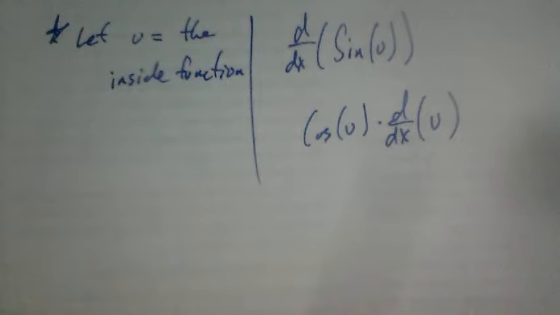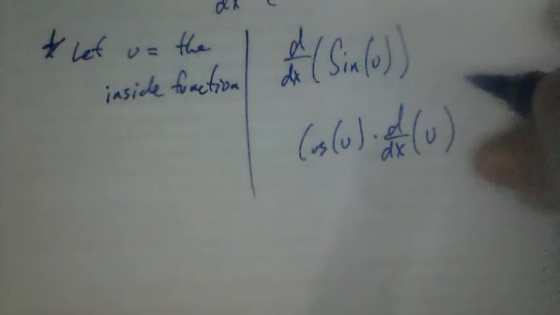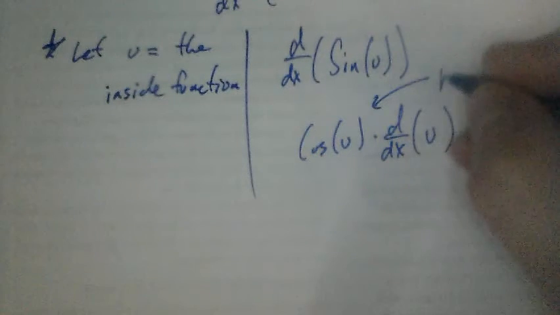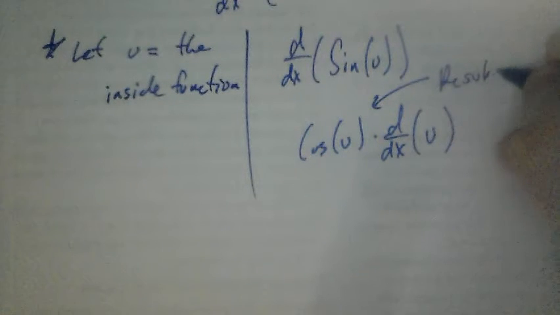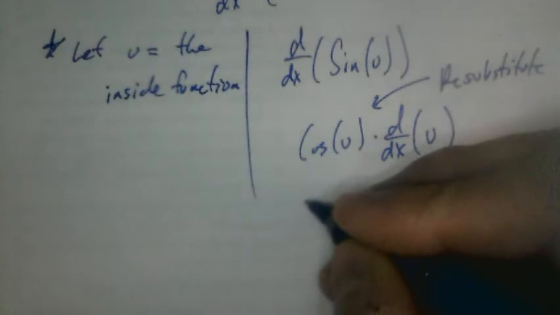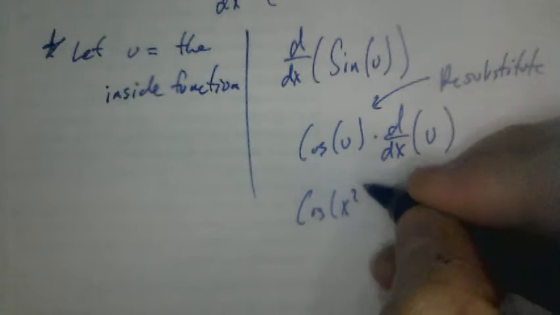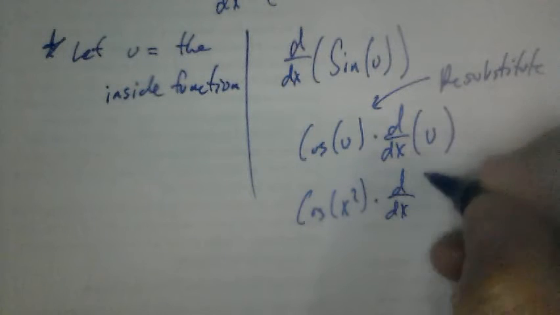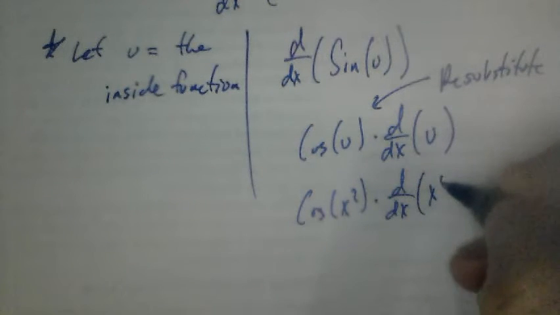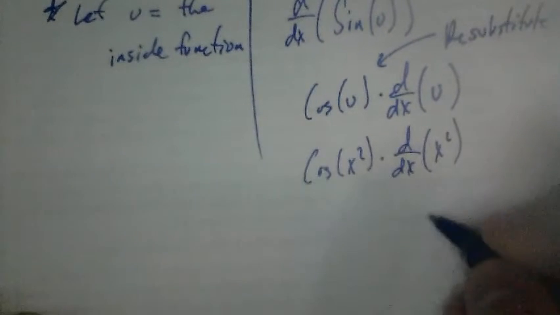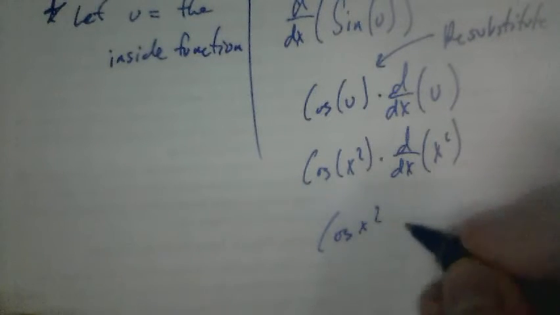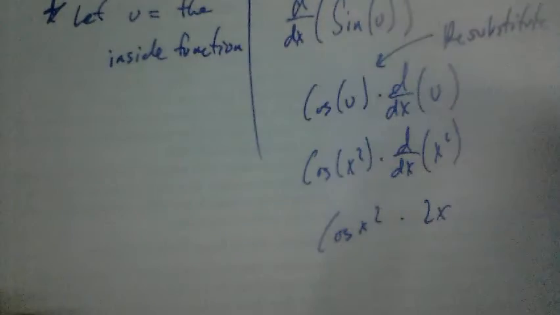So what you do now is you substitute back in. So now resubstitute what u is, right? So then we get the cosine of x squared times d dx of x squared, right? And the derivative of x squared, as we know, and we get the same thing that we had, is just 2x. And then we rewrite this to 2x times the cosine of x squared, okay?